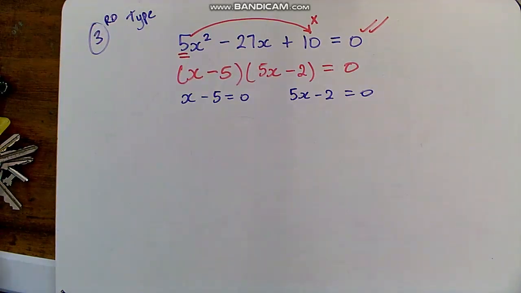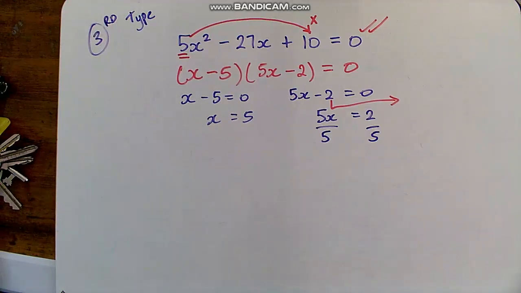Moving the minus 5 over to the right hand side, we will get x is equal to positive 5. And on the right hand side, we have 5x minus 2 is equal to 0. Move the minus 2 over, we'll get positive 2. And next step will be to divide both sides by 5. Why are we dividing by 5? Because we are interested in 1x and not 5x's. To divide both sides by 5, we will get x is equal to 2 over 5.